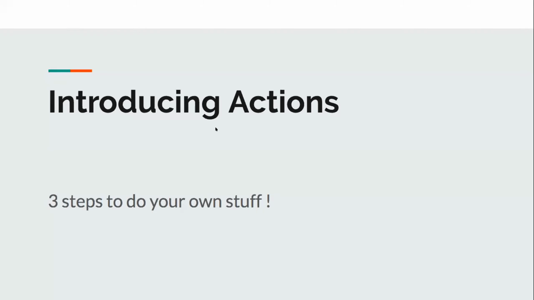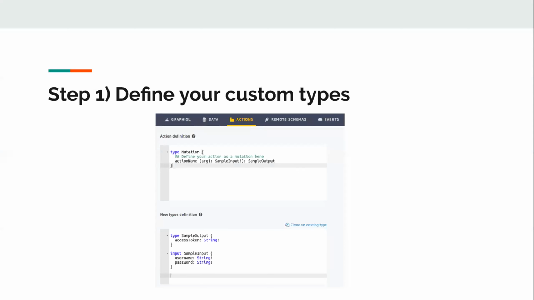So I think most of you might already know it's called Actions. And I'm going to show you how you can build your action in just 3 steps. So that means you can do whatever you want with this 3-step formula. So step one is defining your own custom types.